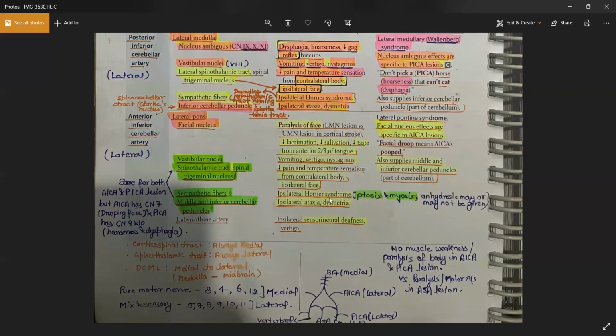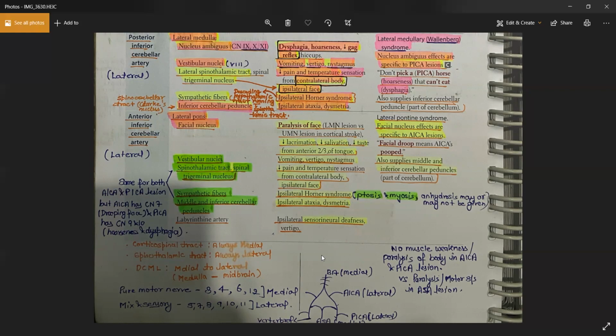If you go back and look, there you have the vertebrobasilar arteries. They first give the PICA, then they give the anterior spinal artery, then before joining they give the AICA. They join and give the basilar artery. The basilar artery gives short pontine branches. After the short pontine branches, you will have the superior cerebellar artery, and finally the posterior cerebral artery, right?